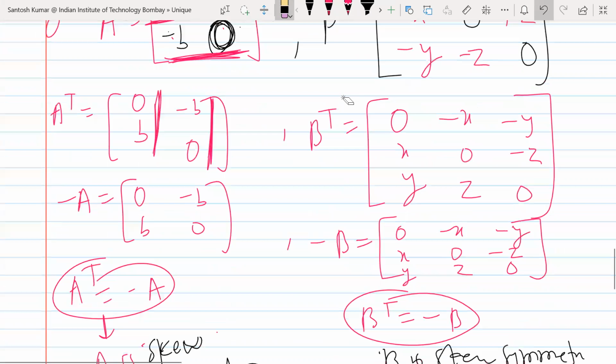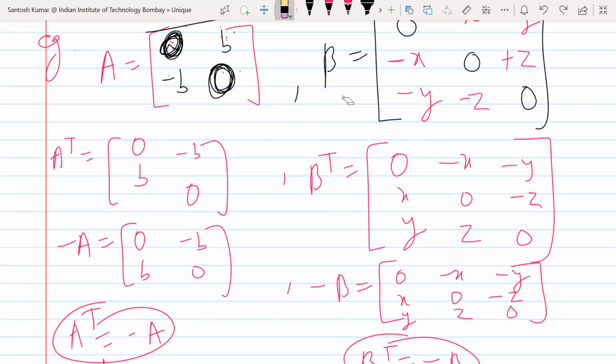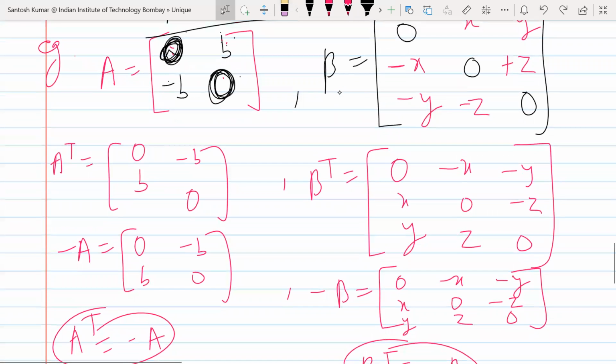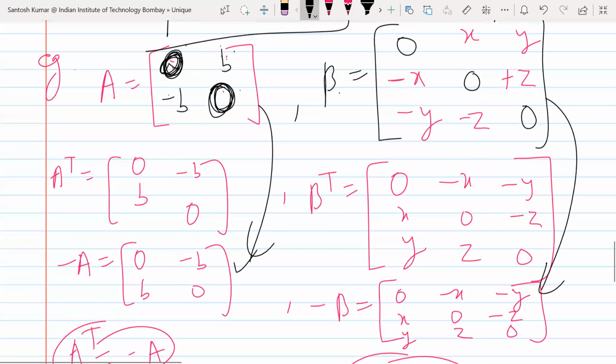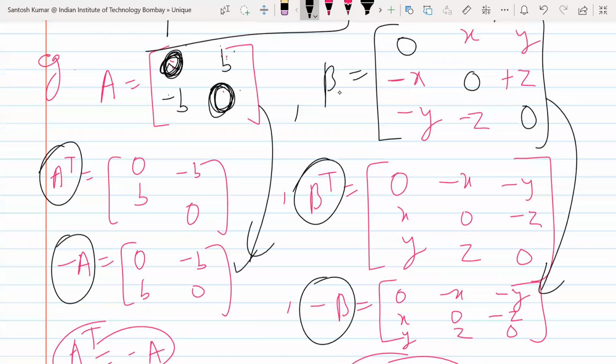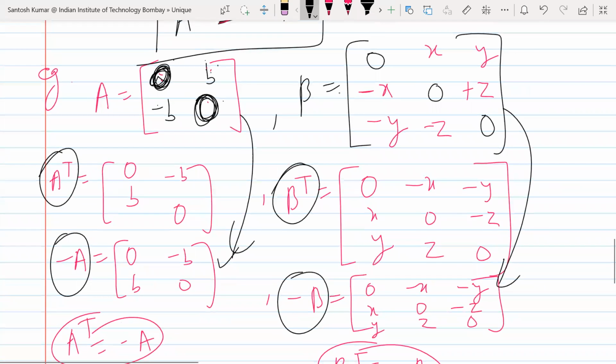Can you do so? Multiply each element of matrix A by -1. You multiply each element by -1, and you'll get minus A from here. You'll get minus B from here, by multiplying each element of B by -1. Now we compare A and minus A transpose and minus B. Compare B and B transpose and minus B. Do you see both are equal?